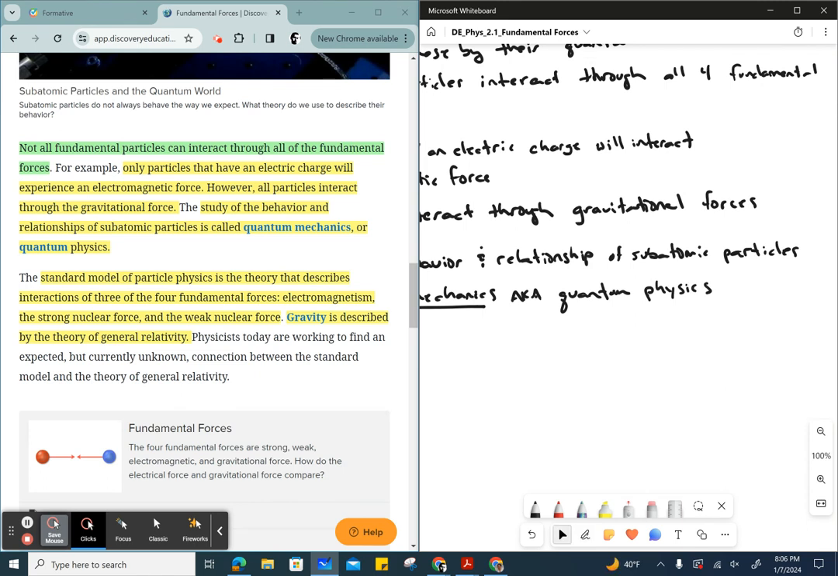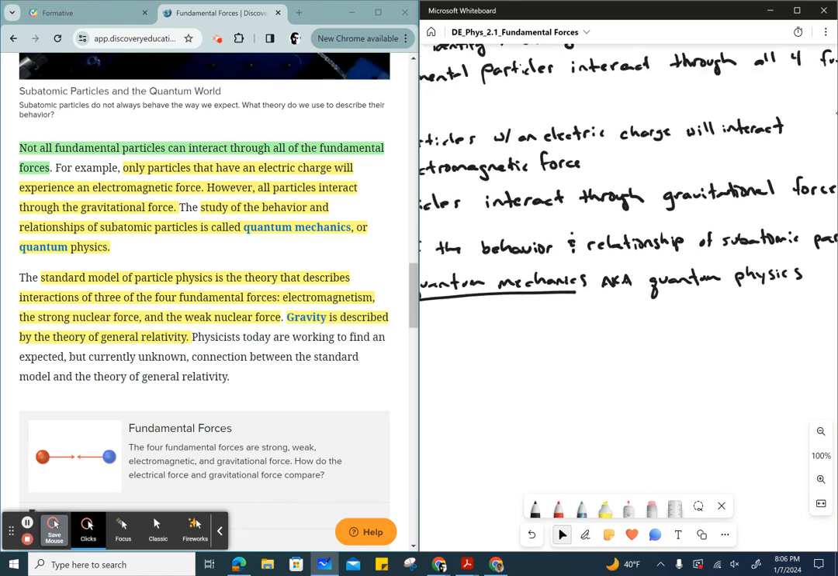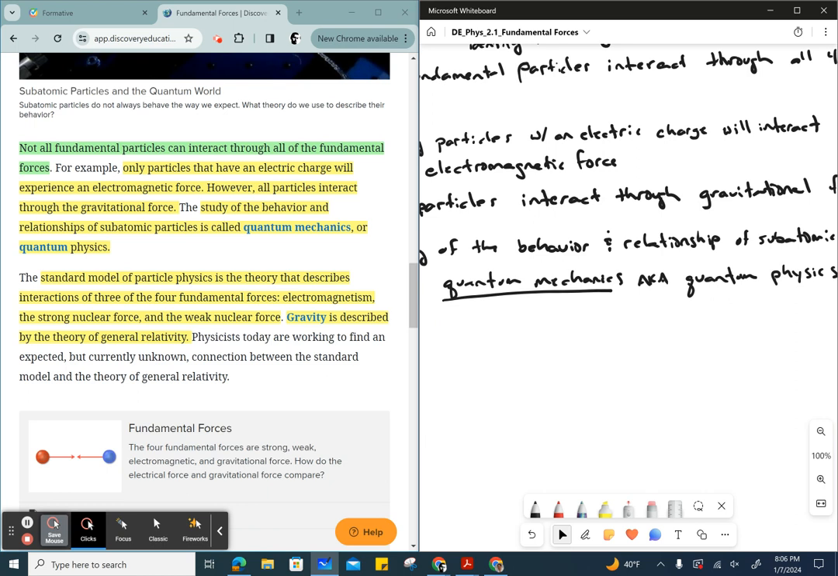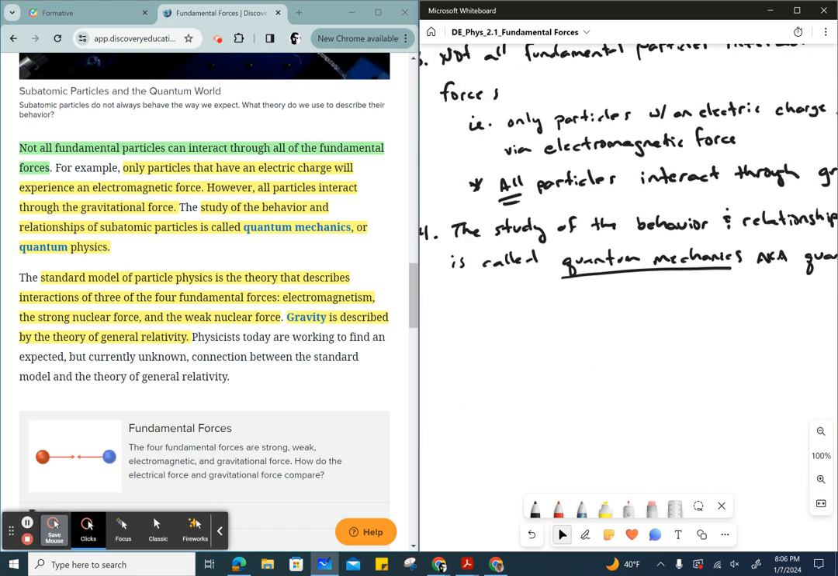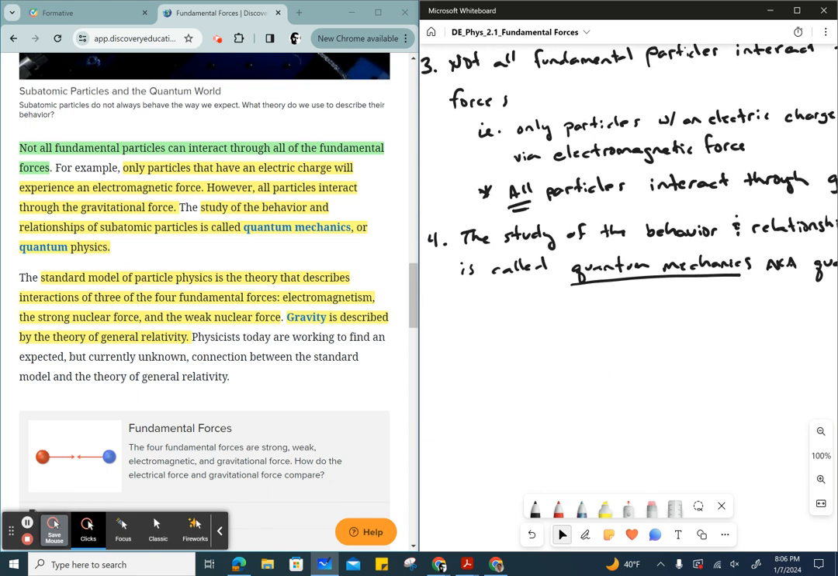Right? We can thank Einstein for that, right? And this is juxtaposed or compared to, say, Newtonian physics. Newtonian physics really didn't address this subatomic world, okay? So, moving on to the next paragraph, then.